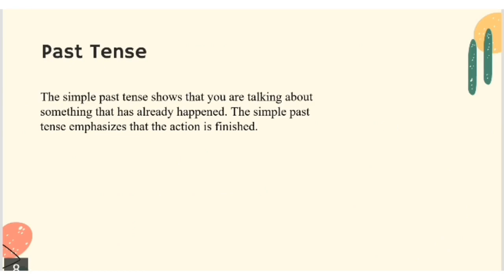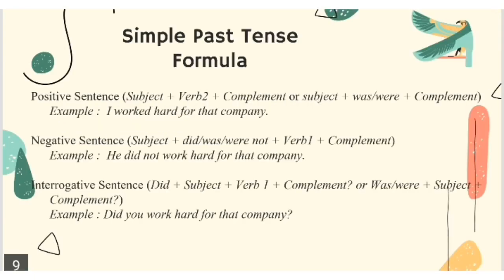So after present, I will explain about past tense. The simple past tense shows that you are talking about something that has already happened. The simple past tense emphasizes that the action is finished. So these are the formula of simple past tense.